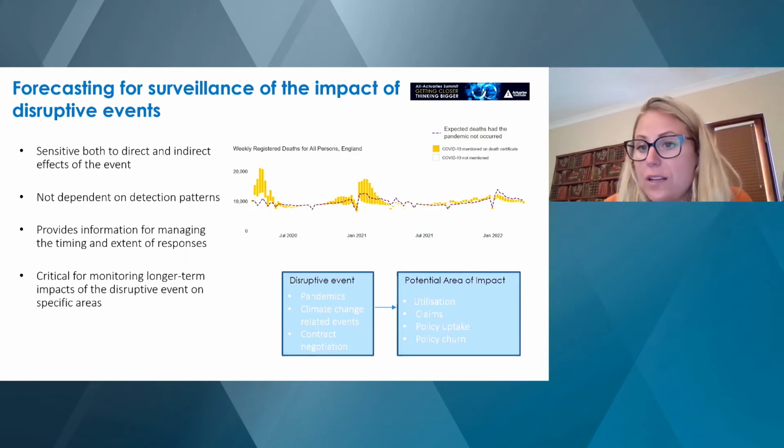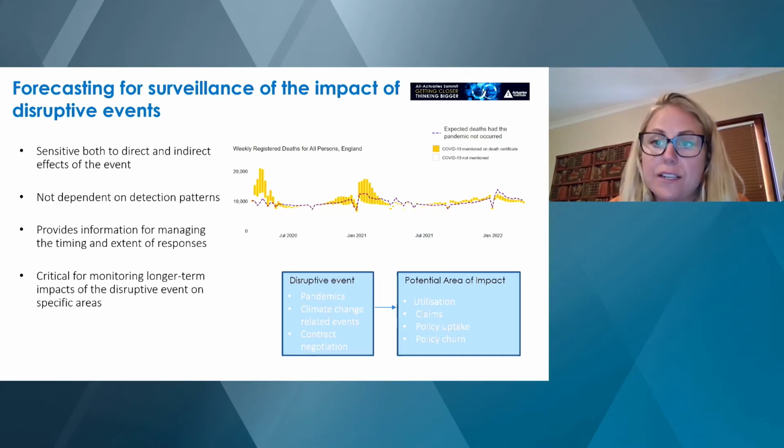So why is forecasting, or why is your baseline forecast, important for surveillance of a disruptive event? Well, in relation to the COVID-19 pandemic, one of the reasons it's been so critical for us is because it's sensitive to both the direct and indirect effects of the pandemic. So if you can see in the chart on the right-hand side, the yellow part of the bar represents COVID mortality, and grey is other causes or no mention of COVID on the death certificate. The purple line represents the expected estimates of mortality for each week in England based on our forecasts.